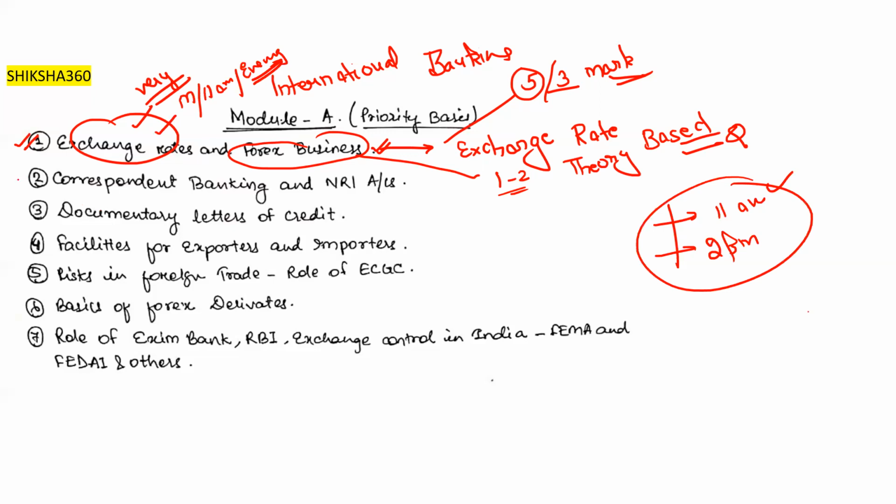The second topic we have to discuss here is correspondent banking and NRI accounts, clear? This is very, very important, and from this we also get a 2 to 3 marks question. Next one is documentary letter of credit. From this we can expect one case study or theory questions. This is very, very important. Fourth one is facilities for exporters and importers. What facilities will we provide?